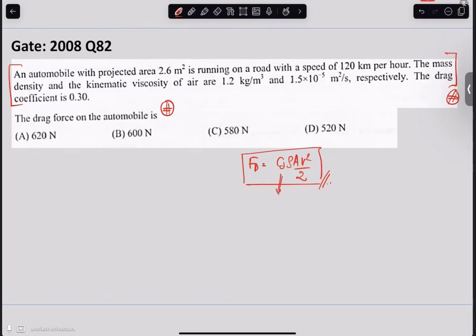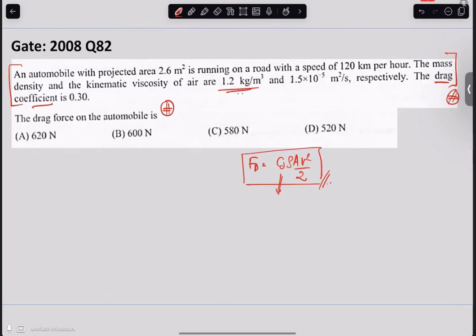CD is the drag coefficient that is given to us. Rho is going to be the density of the fluid in which this motion is occurring. So in this case, it is going to be air. So we are given the density of air. We don't have to assume. And A is going to be the projected area.